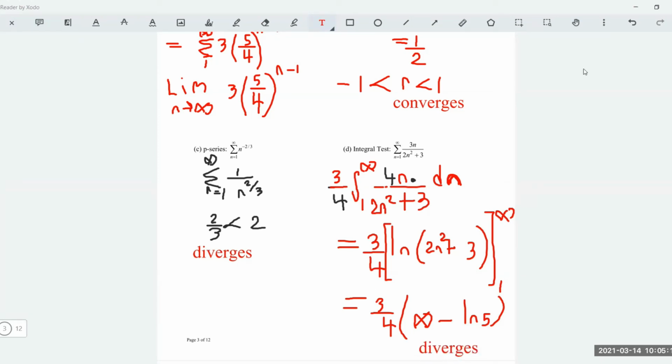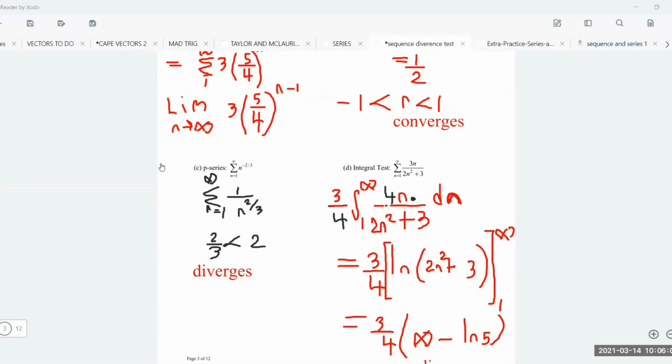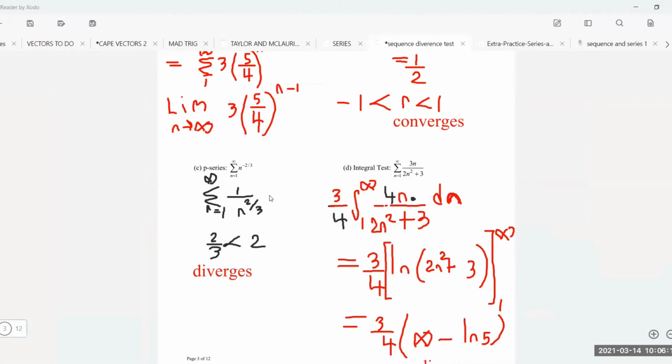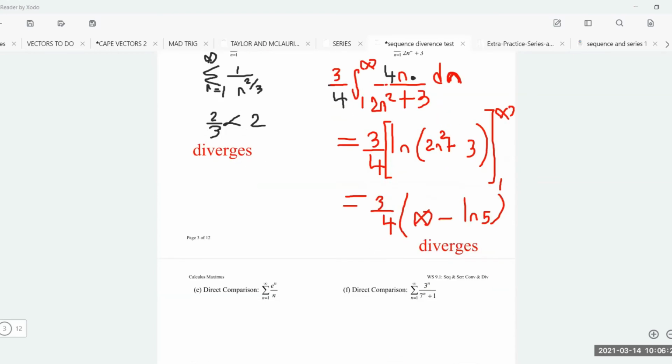Nice. All right, so of course, I'm going to show you it in Symbolab now. So let me plug it in. Putting it in Symbolab, here it is. The sum from 1 to infinity of 3n over 2n squared plus 3 diverges. Did I put it in right? Yep, so 3n over 2n squared plus 3, clearly it diverges. All right, so that's how you do it using the integral test.